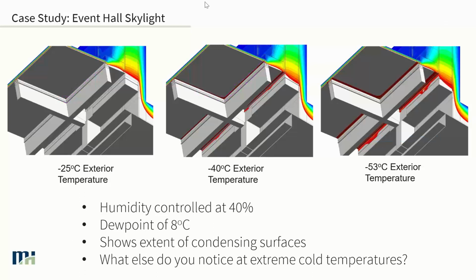Now, what do you notice about this system? When we start hitting some of those extreme temperatures at -53 degrees, which is significant, right? That's factoring in wind chill and night sky radiation and all that. But that's pretty cool. But what's one thing that you can notice here about this system where condensation is starting to form?